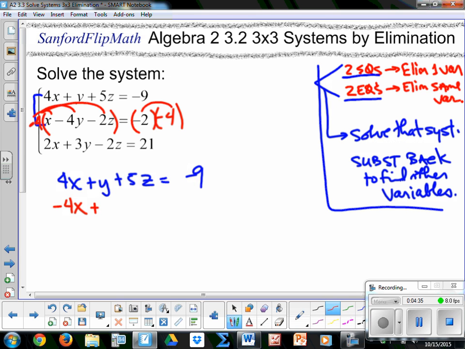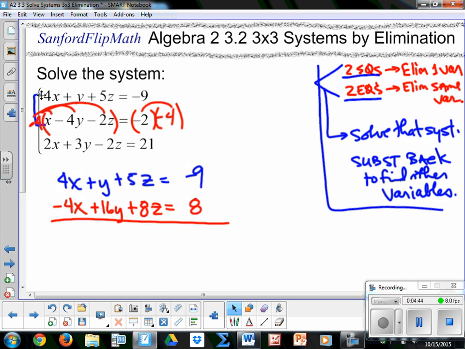So this is going to be plus 16y, and this is going to be plus 8z equals 8. Then we'll add those 2 together. -4x and positive 4x are nothing. This is 17y plus 13z equals -1. So that's one equation. Notice I have two variables, so I need another equation with those same two variables.